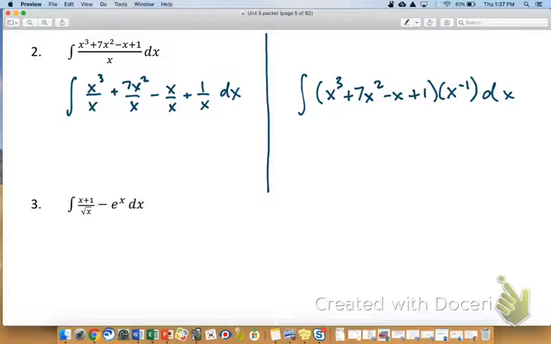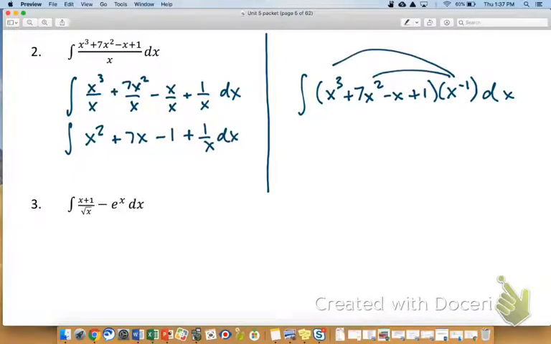Yeah, so then your next step on the left would just be to reduce each of your fractions, right? So here it would be x squared plus 7x minus 1 plus 1 over x dx. And then amazingly enough, if you distribute over here on the right option, don't you just automatically get the exact same thing? Zach, I'll answer your question while I'm writing.